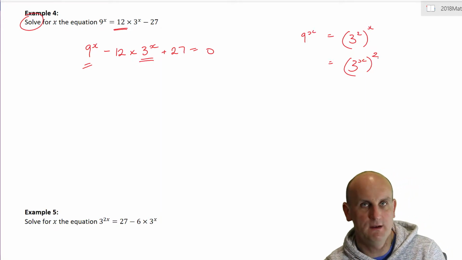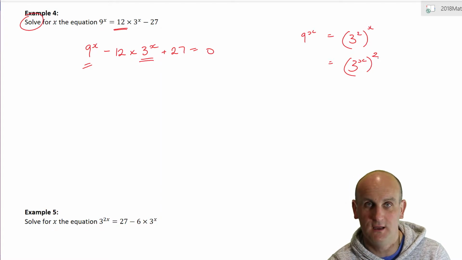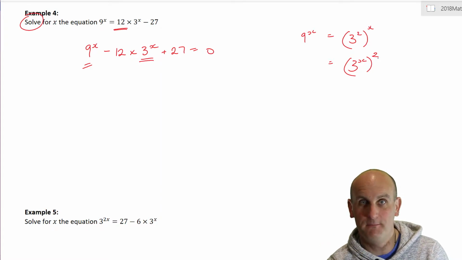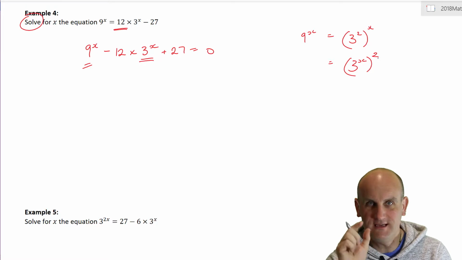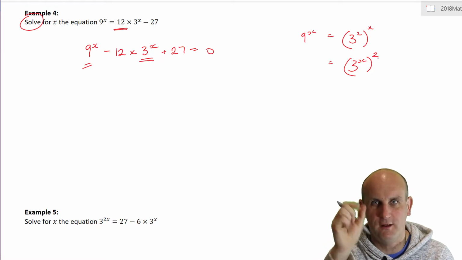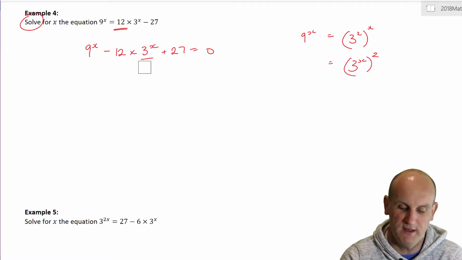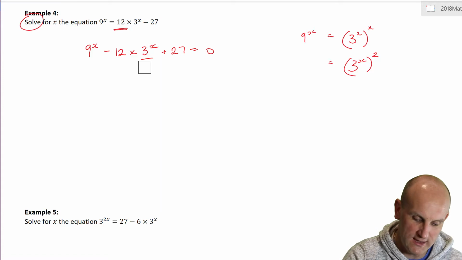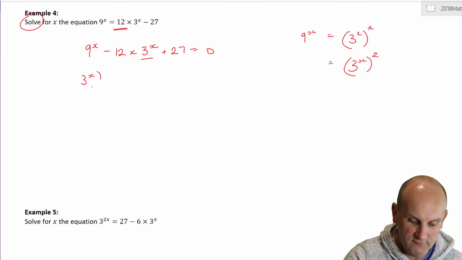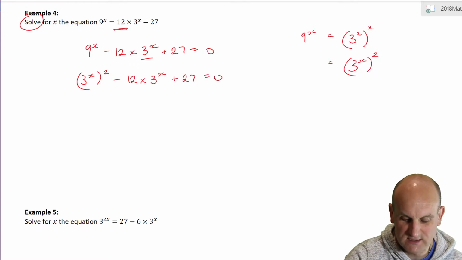Now, bearing in mind a moment ago, I said a quadratic. For it to be a quadratic, we need to have a squared term, an ordinary term, and a number. So in this particular instance, because I know it's a quadratic, rather than multiply those powers together, I'm going to flip them. Watch what happens. So 3 to the power of x all squared minus 12 times 3 to the power of x plus 27 is equal to 0.